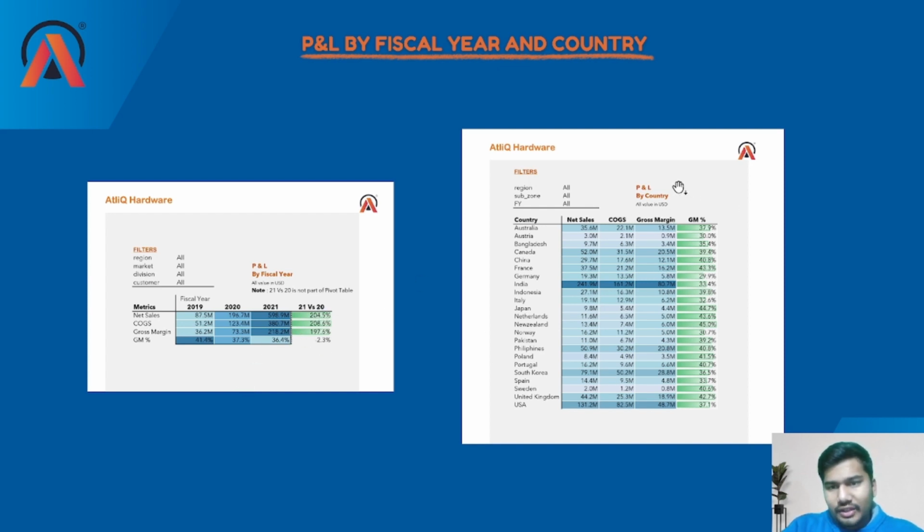And now coming to the country-wise P&L statement. Here we can see clearly India has the highest numbers. It shows the highest numbers in net sales, COGS, and gross margin. And second is USA. So these two are the major contributors to Atlic Hardware net sales and other things.